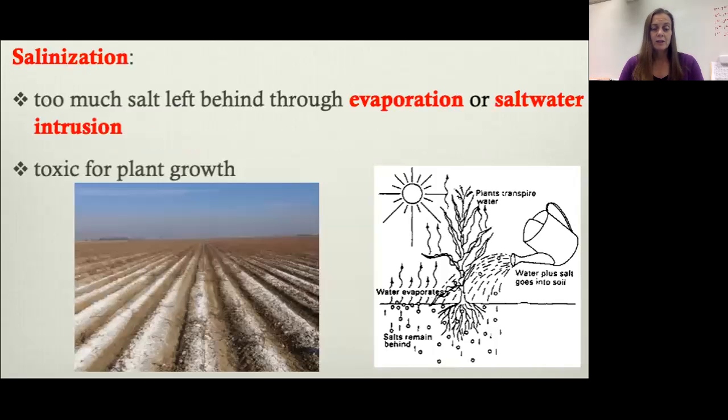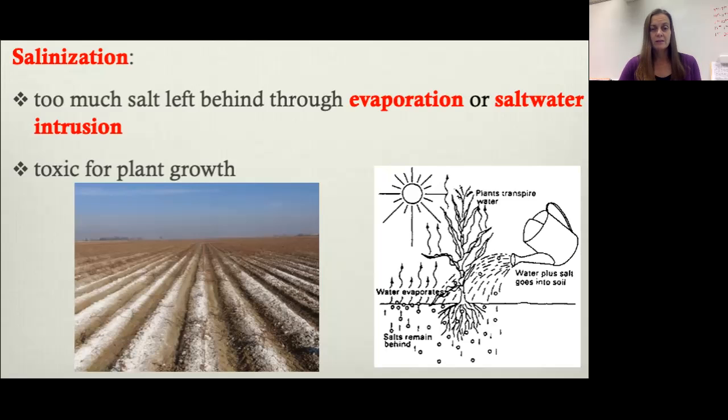Another problem with irrigation is this idea of salinization. So you guys might recognize that root word of saline. Salinization means that the soil has become too salty. And that salt is usually left behind when we're talking about irrigation through the evaporation of that irrigation water. So if the water contains even a fairly small amount of salt, over time, as we irrigate that field over and over and over again, enough salt gets left behind that it actually becomes toxic for plant growth.